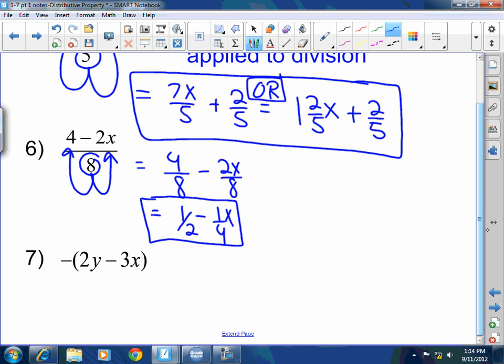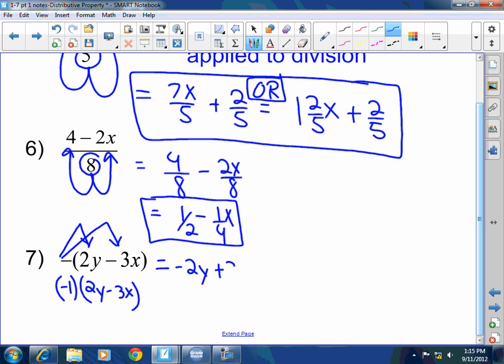Last but not least, what did I tell you, gentlemen, that this negative sign here really represents? Yes, sir. That's exactly right, my brother. This negative, guys, remember, that's really a negative 1 being distributed to the 2y minus 3x. Remember, it's a negative 1. So what's negative times 2y? Negative 1 times 2y. Negative 2y. And then a negative 1 times a negative 3x? Positive 3x. And that is your answer.